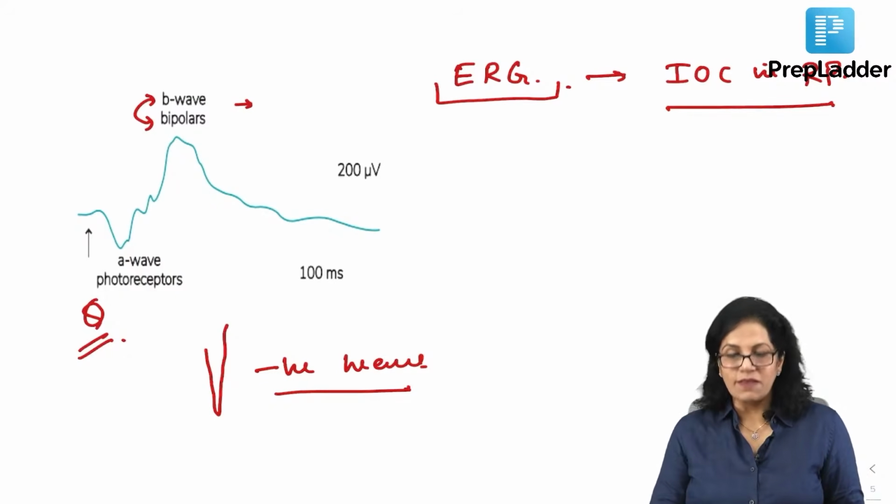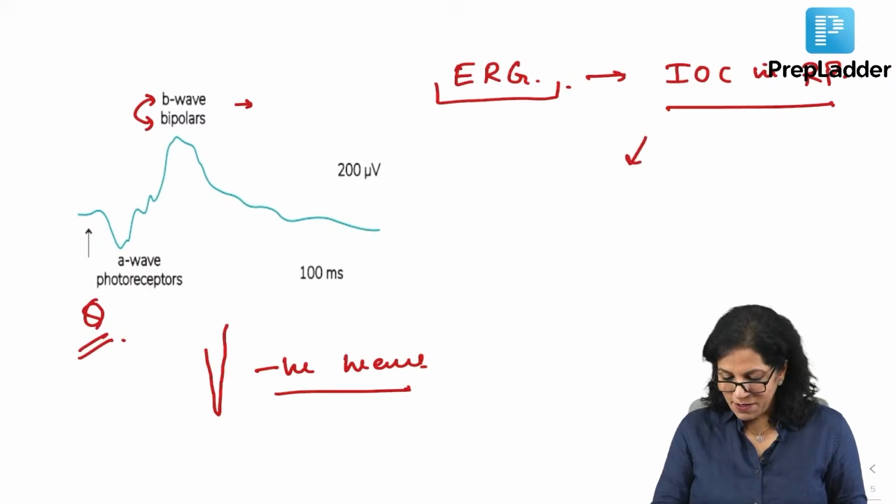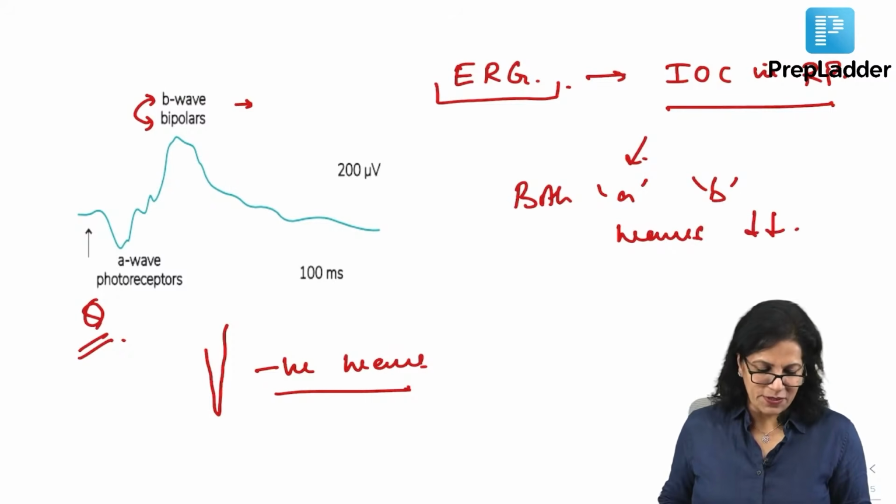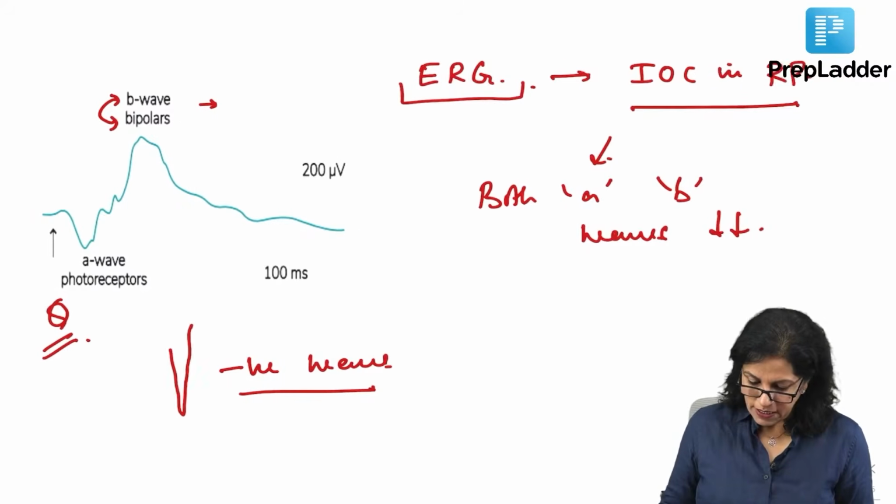Which waves are diminished here? Many of you make a mistake, so I am mentioning both A and B. This has also been your exam question: both A and B waves will be diminished, decreased in amplitude. So, this was about your ERG.